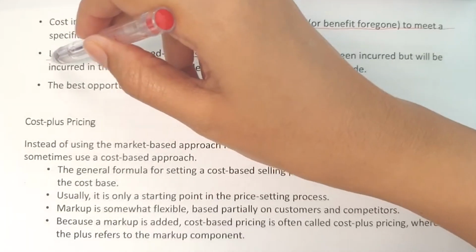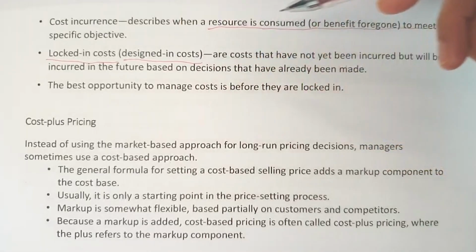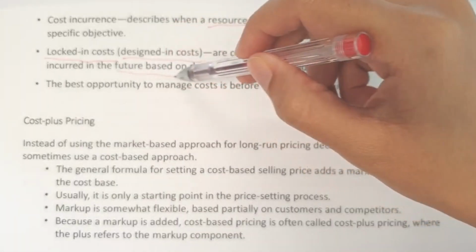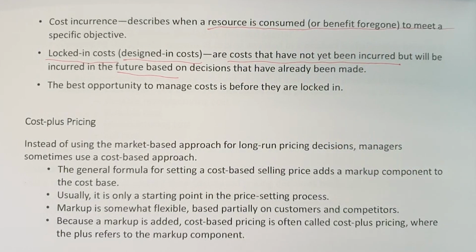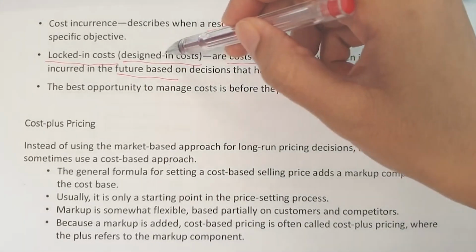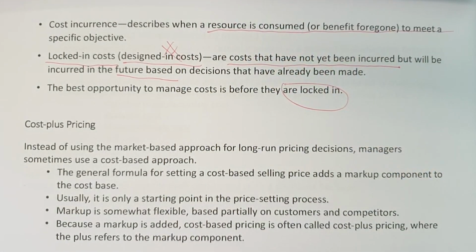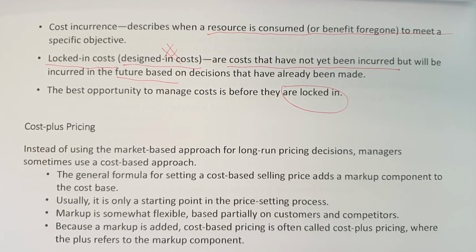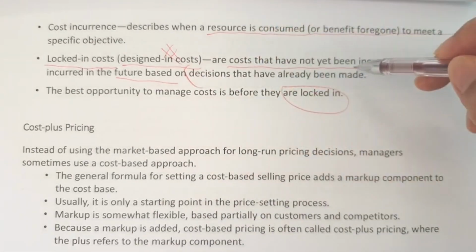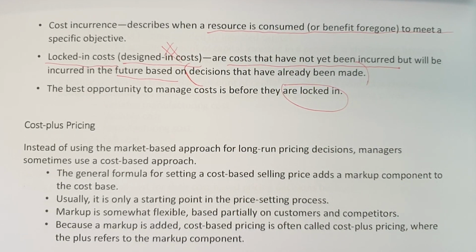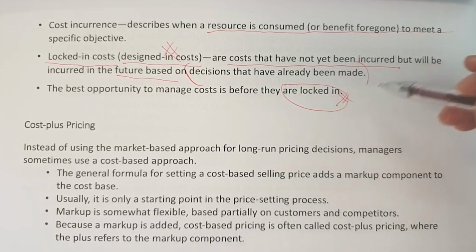Alright. Next is lock-in costs or design-in costs, that are costs that have not yet been incurred but will be incurred in the future based on decisions that have been made. Alright. And the best opportunity to manage costs is before they are locked in. So lock-in cost, or design-in cost, is a cost that has not yet happened but will happen in the future, and the decision on it has already been made. So that's why when we want to make a decision, make sure we do that before the costs are locked in.